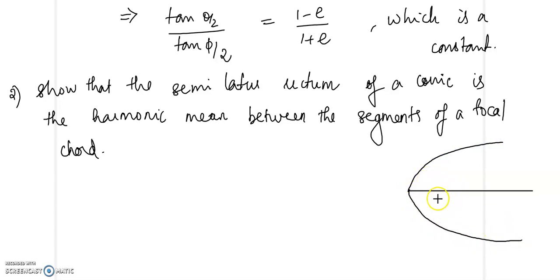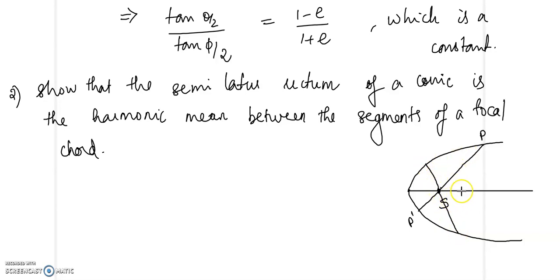So let us take a parabola in this case, and let us take S to be the focus, and let us take P P dash to be any focal chord. So we have a focal chord. A focal chord is a line segment which is passing through the focus. So let us call it P P dash. Now this can be any chord, so you can have a chord like this. So it is also a focal chord.